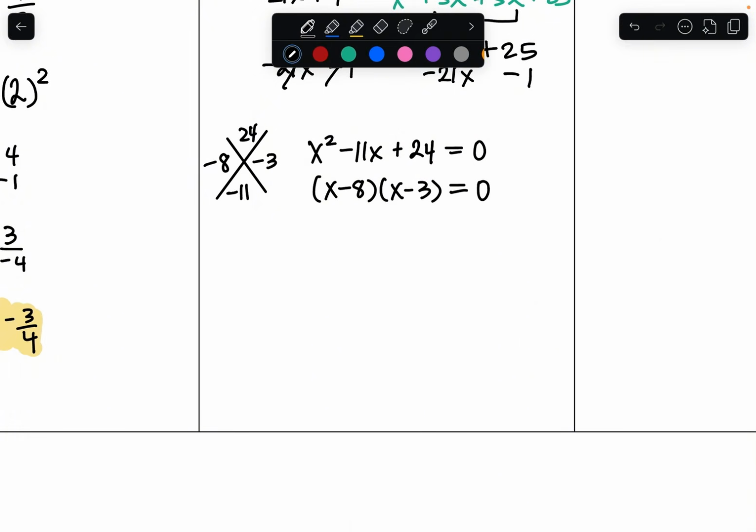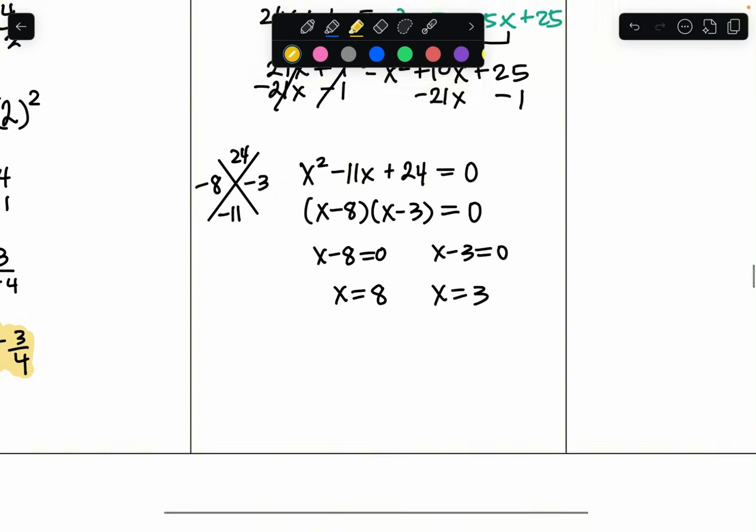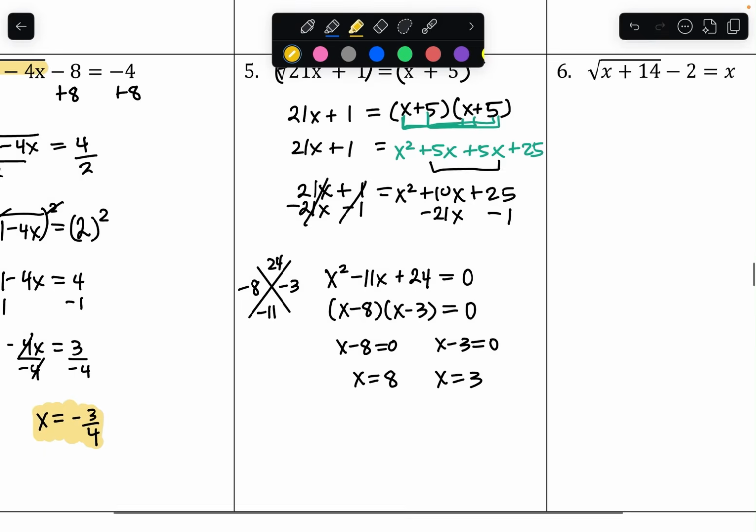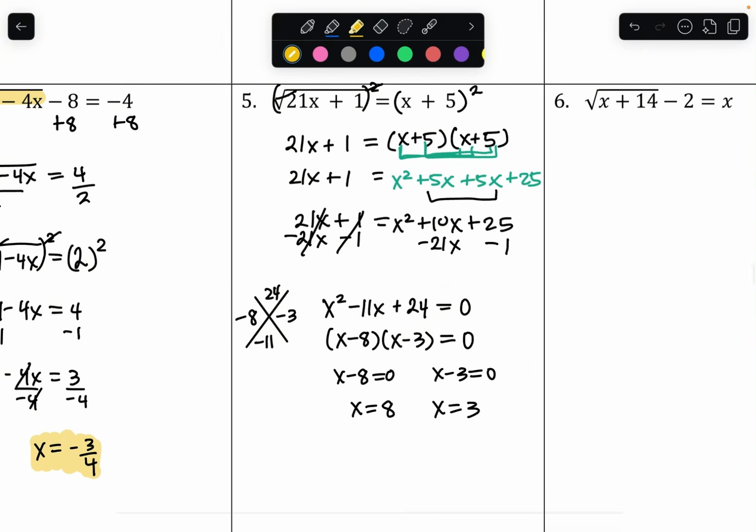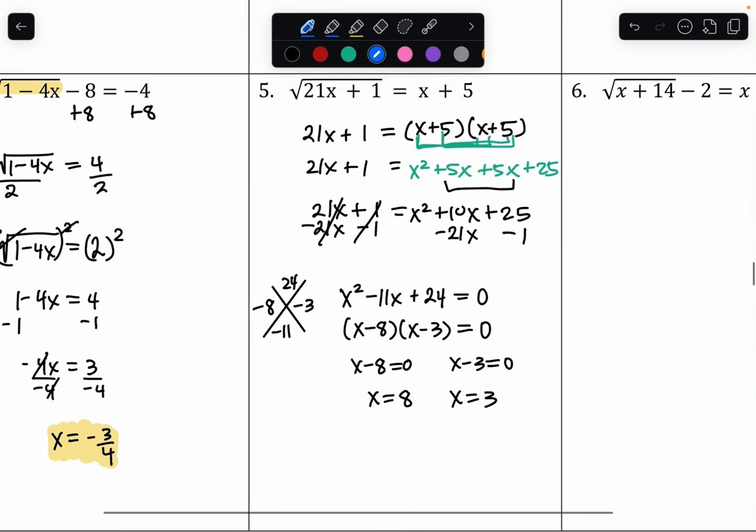So now we can set each factor equal to 0. One of our solutions is x equals 8, and the other solution is x equals 3. Okay, so now before you commit to those as your final answer, you have to go back to your original equation before you squared things, the one with the radical in it, and check to see if those actually work.